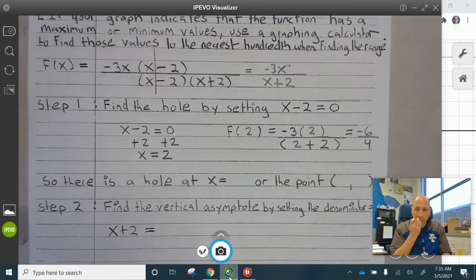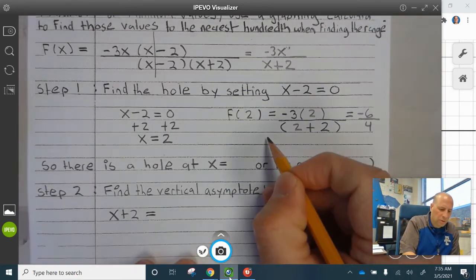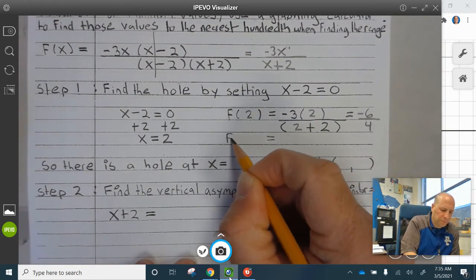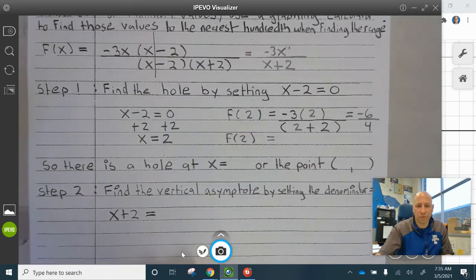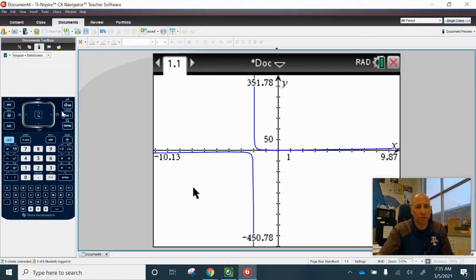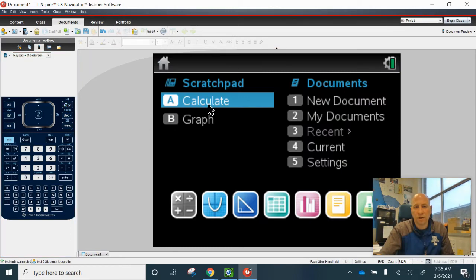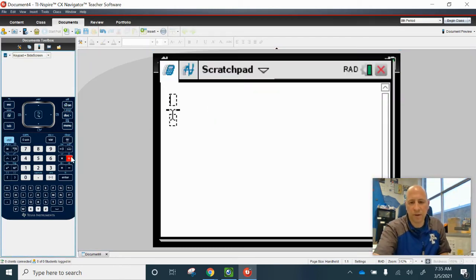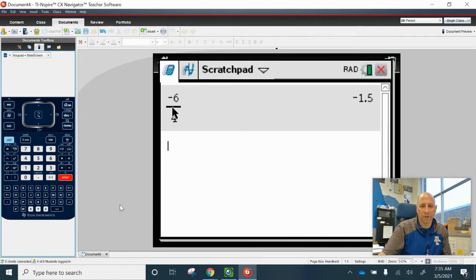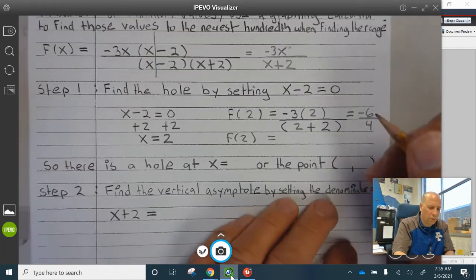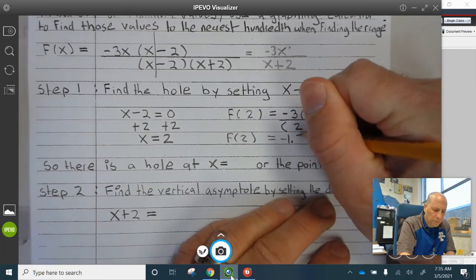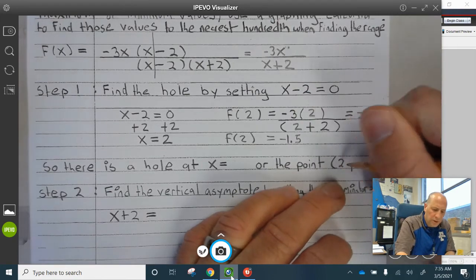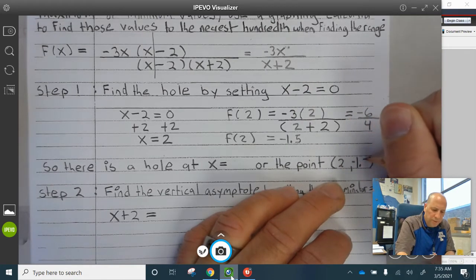So f of 2 equals, let's go ahead and find the decimal. So this is where the calculator is good to use. You can go to calculate. We can press Control, divide, negative 6 divided by 4. Press Control, enter, negative 1.5. Okay, so the hole is at 2, comma, negative 1.5.